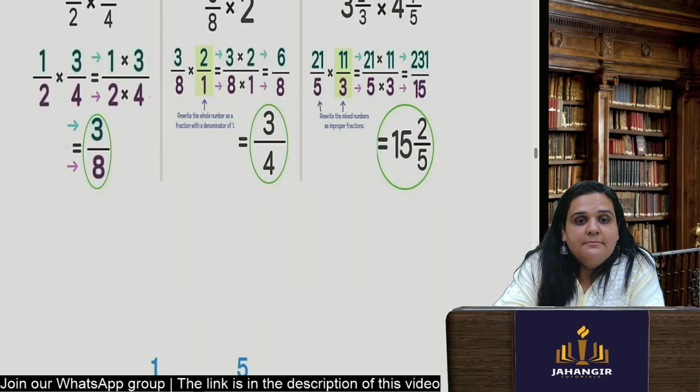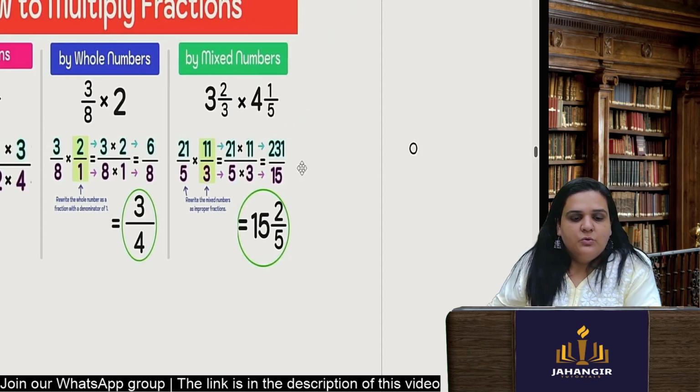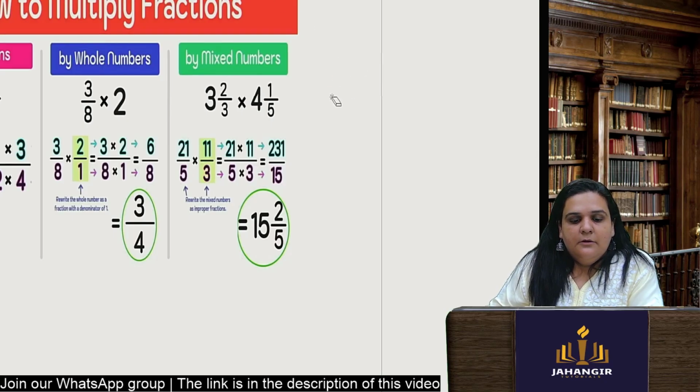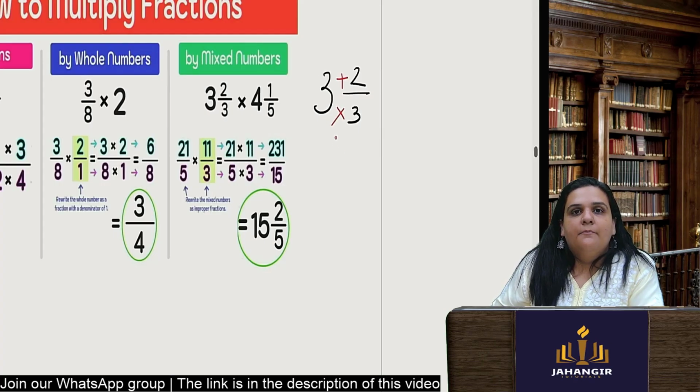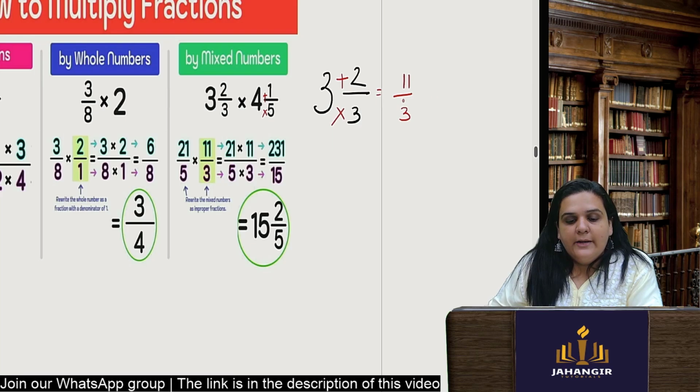How to convert the mixed numbers into fractions? Sorry. First I will just show you this. How to convert a mixed fraction into an improper fraction. Mixed, 3, 2 and 3. You will put a multiplication sign here, addition sign up. So 3 3s are 9. 9 plus 2, 11. Improper fraction. Same thing you will do 4 into 5 plus 1. 4 5s are 20 plus 1, 21 upon 5. So this will become 11 into 21 upon 15.